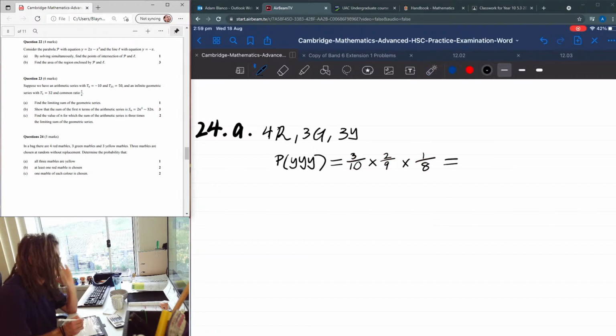So type all that in, and I get 3 on 10 times 2 on 9 times 1 on 8, which is 1 on 120. 1 in 120 chance of happening.